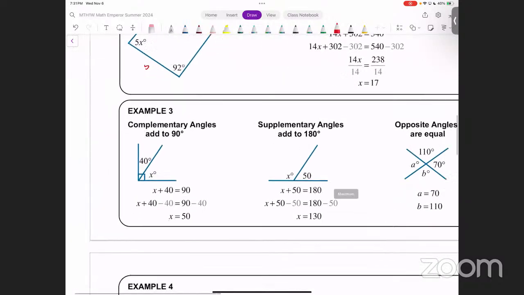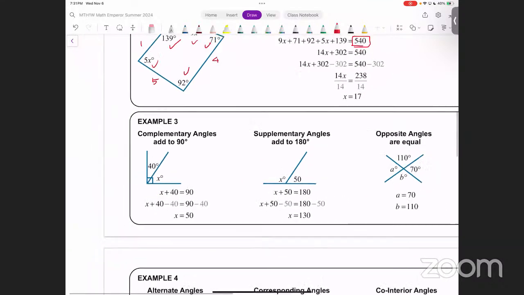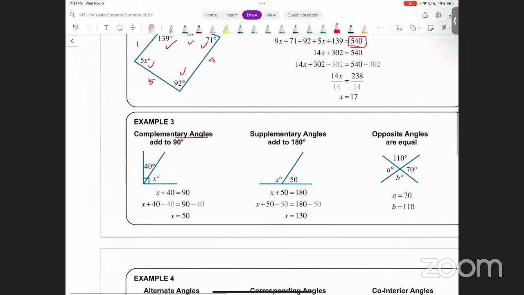Another concept that you have learned is called complementary angles. What are complementary angles? If any 2 angles add up to 90 degrees, they are called complementary. Similarly, supplementary angles: any 2 angles that add up together to 180 are called supplementary. Another concept is opposite angles. If you can see here, the opposite angles are equal. If lines cross, we form several opposite angles, and opposite angles are equal.